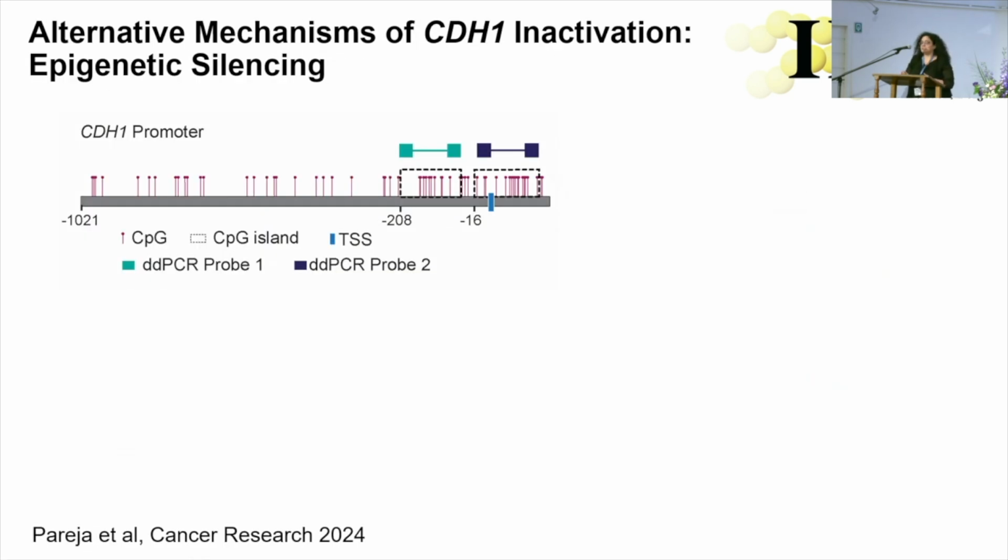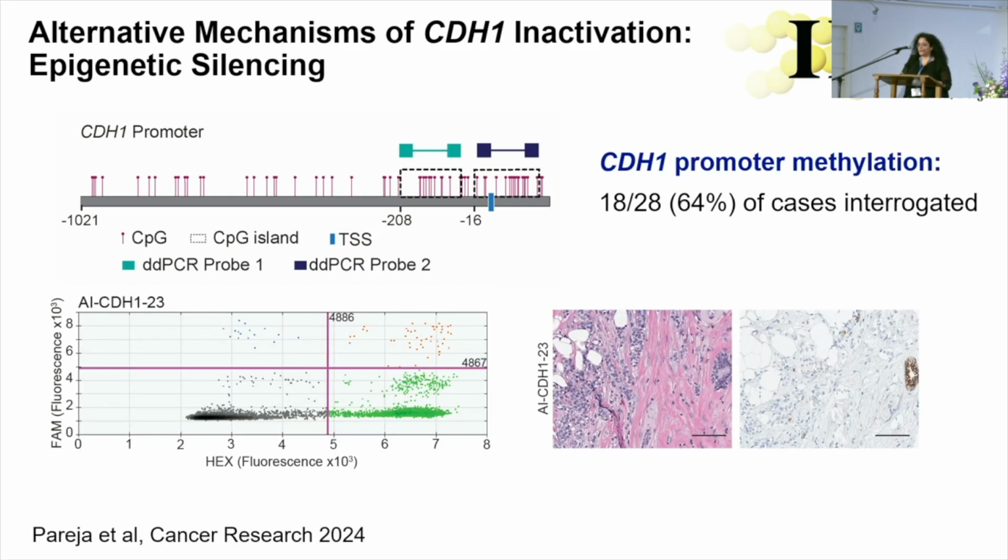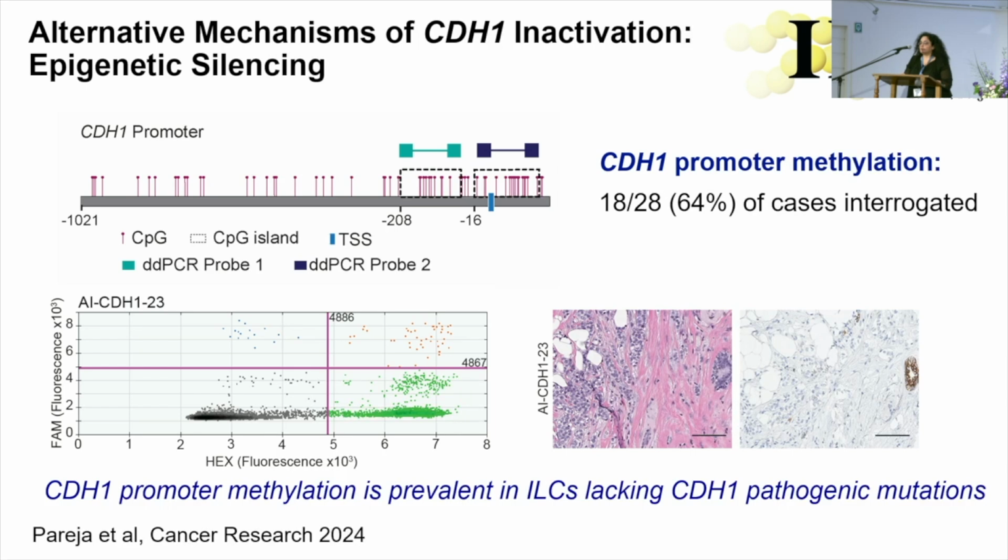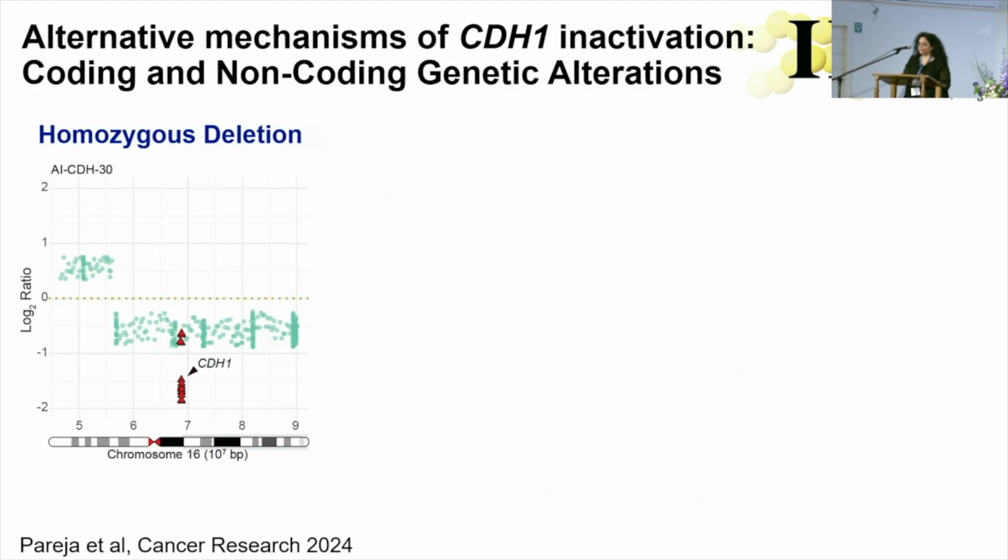First, we assessed the CDH1 promoter methylation status in these cases using a digital droplet PCR assay that we implemented, which evaluated the methylation of two key CpG islands in the promoter of CDH1. And we observed that a large subset of these cases had CDH1 promoter methylation associated with loss of E-cadherin expression, showing how CDH1 promoter methylation might be prevalent in lobular carcinomas that lack CDH1 pathogenic mutations.